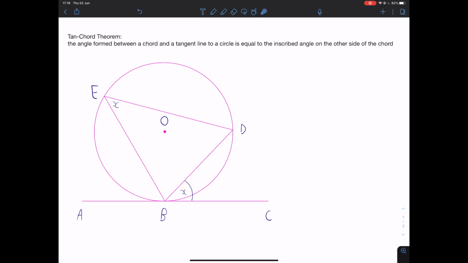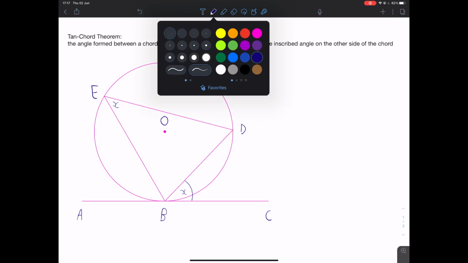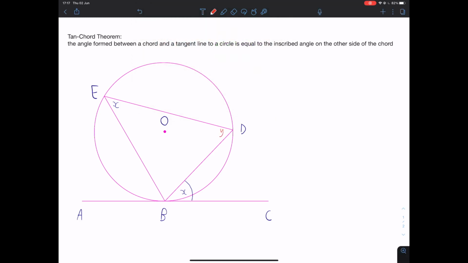The same is also true for tangents coming from the other side, which means that angle EBA, or B, would also equal angle EDB, or D. We'll inscribe that on our diagram in red with Y. It is, however, important to note that Y does not necessarily equal X.